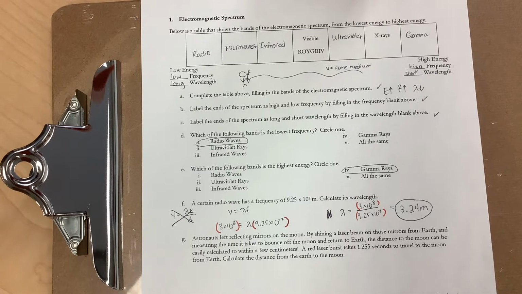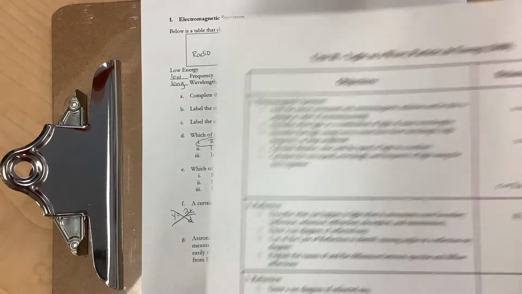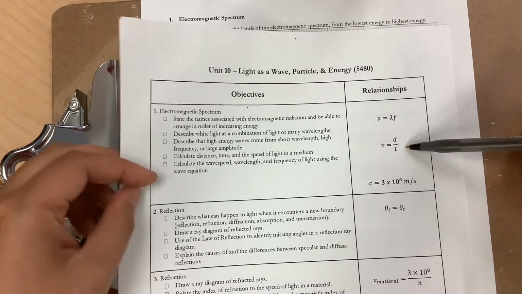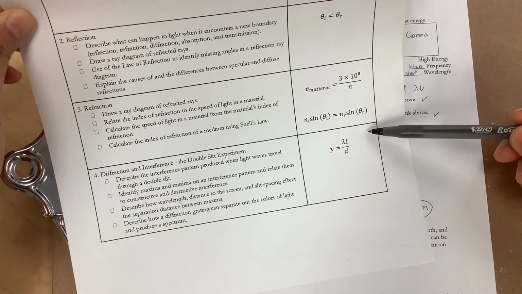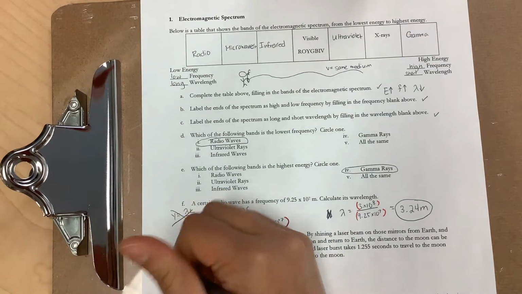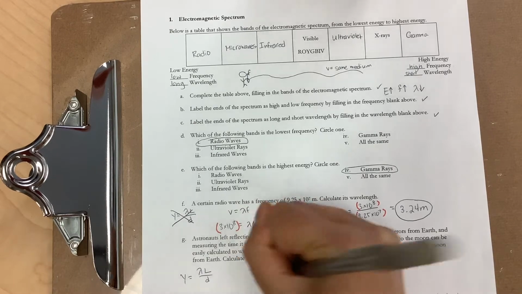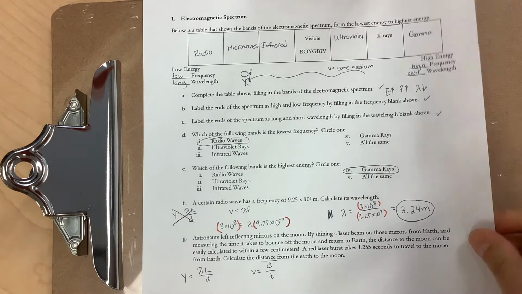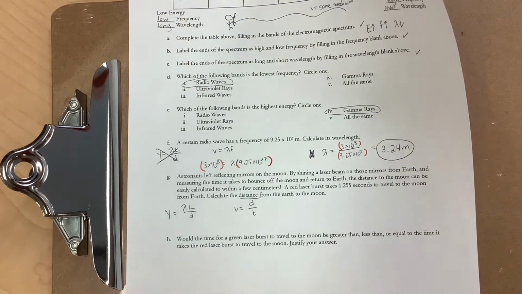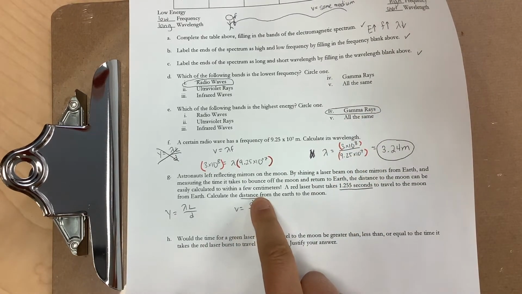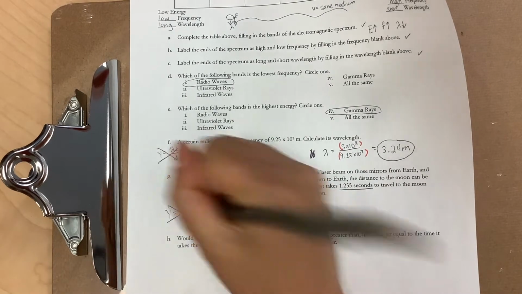Next, I see that this question is asking to calculate distance. So let's use this elimination strategy. This equation has a d for distance, so that's possible. This equation has a d for distance, that's possible. I'm going to write down both equations. Then I'm going to read through my problem and see if it makes sense to do one over the other. In this equation, I have time and distance, but I don't have diffraction and interference, so I can't use this.